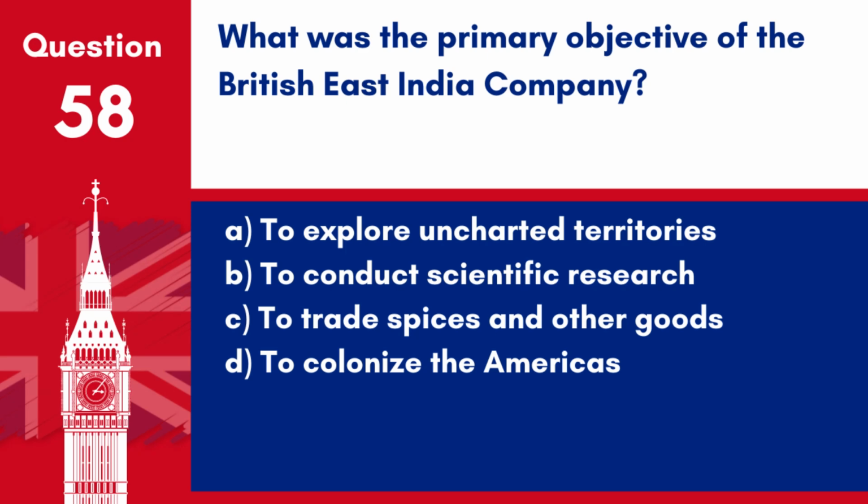Question 58. What was the primary objective of the British East India Company? A. To explore uncharted territories. B. To conduct scientific research. C. To trade spices and other goods. D. To colonize the Americas. Answer: C. To trade spices and other goods. The primary objective of the British East India Company was to carry out trade in spices and other valuable goods in the East Indies and India, which it did very successfully, becoming a major force in shaping British colonial policy.